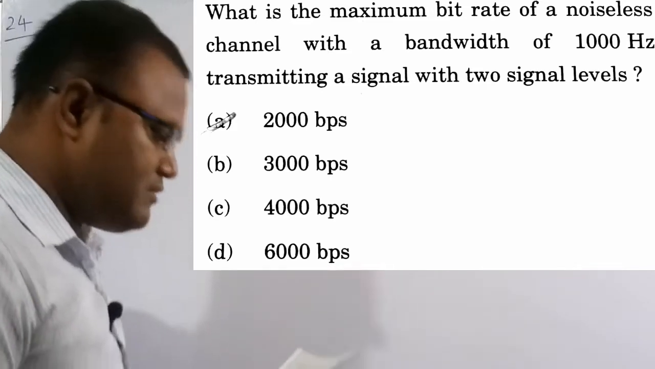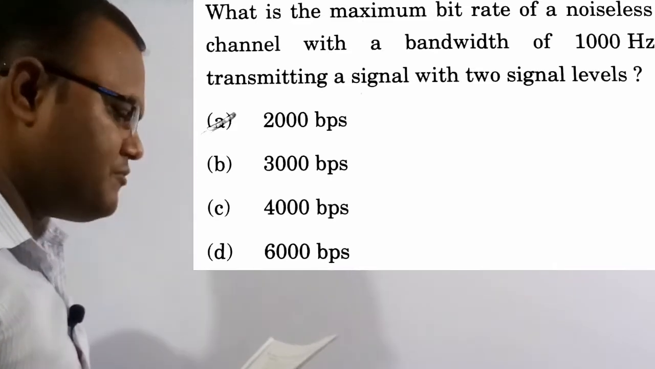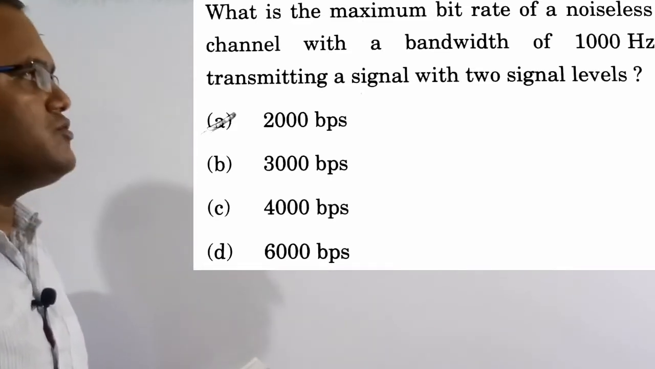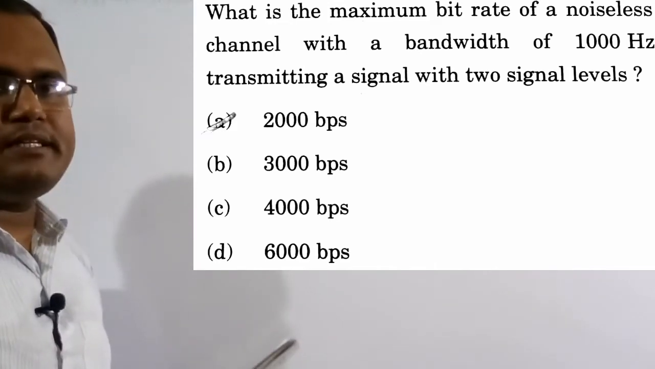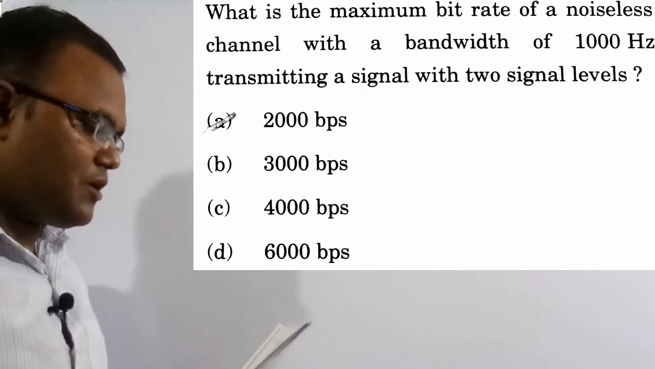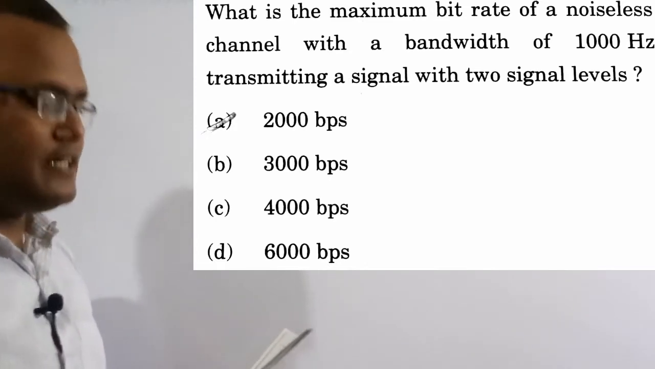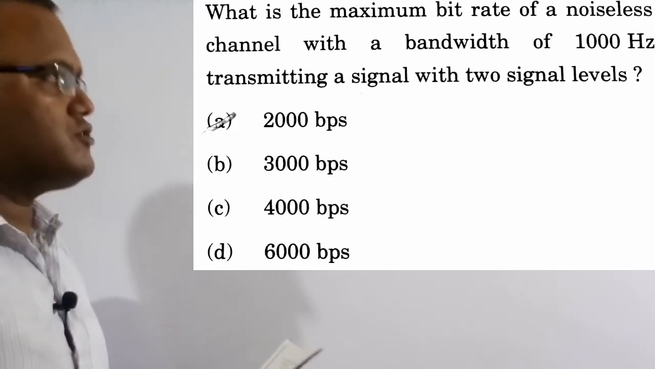So in this question they have given a noiseless channel with a bandwidth of 1000 Hz, and this signal is going to have 2 levels. From this data we have to find what is the maximum bitrate possible. So what are the 4 options? Option A, 2000 bits per second is the correct solution of this question. So let's solve this numerical.